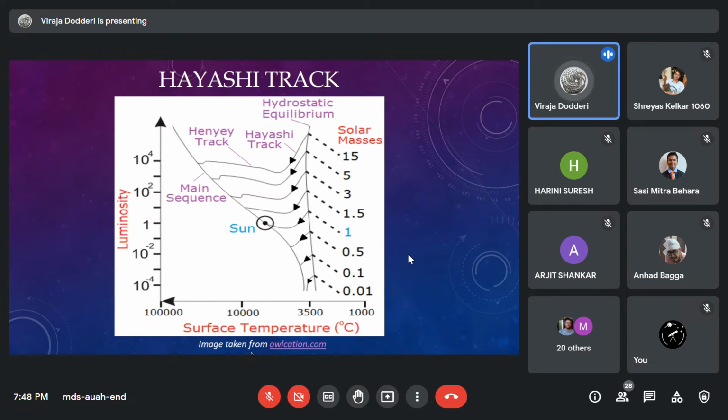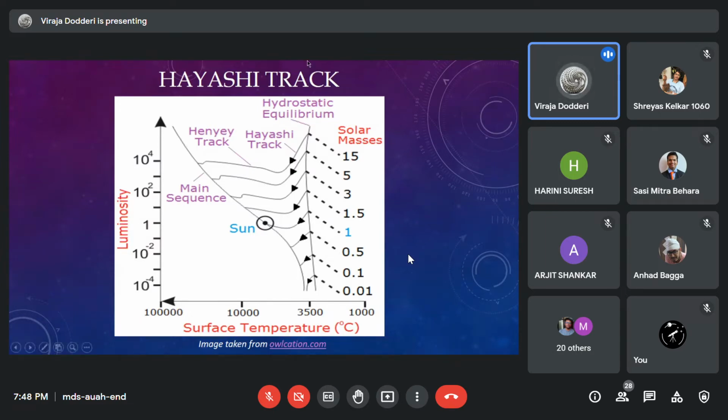When the star leaves the Hayashi track, it experiences a sudden increase in temperature. This rapid increase in temperature happens, and finally the temperature reaches a point where it's high enough for the hydrogen in the core of the star to start burning, and that is when it enters the main sequence. The main sequence is basically when the hydrogen in the core is burning.